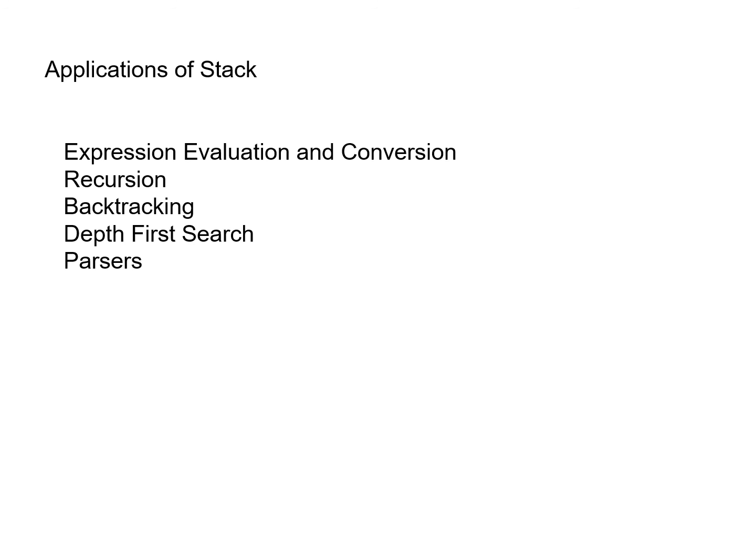Whenever we are searching for all possible solutions of a state, and if that state is giving no solutions, we can go back to the previous state. This is called backtracking. Backtracking also uses stack. Stack is used in depth-first search in graphs and trees. Parsers break down the given input in a certain manner so as to get meaningful data for further processing. Parsers use stack data structure.